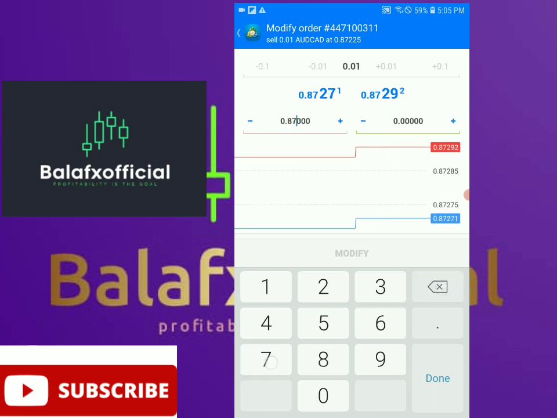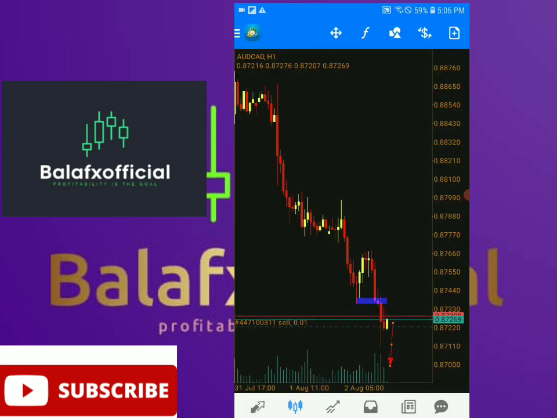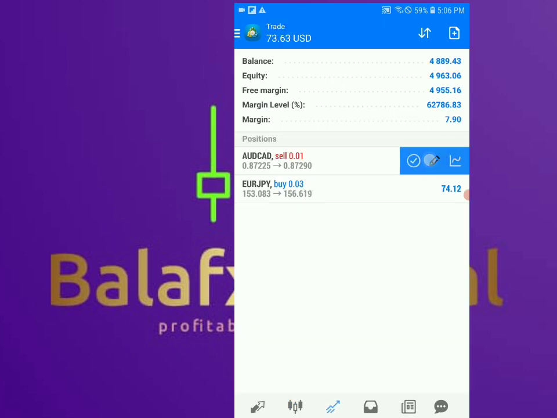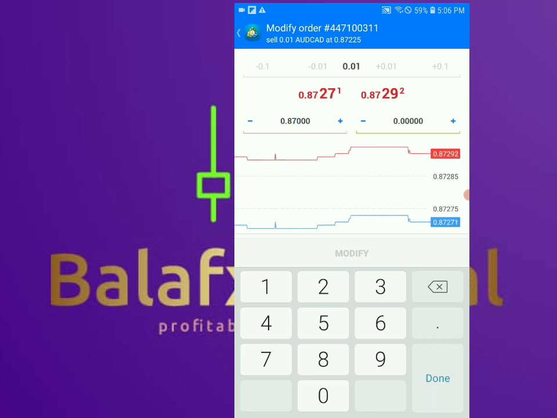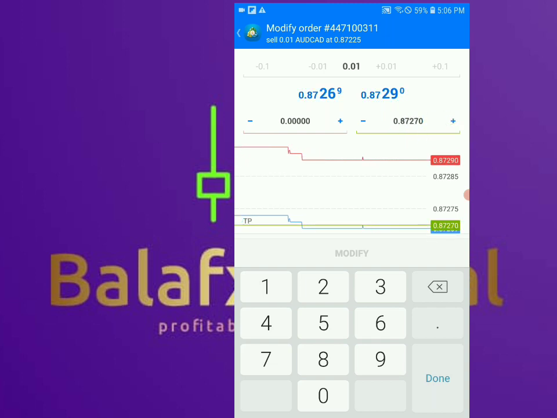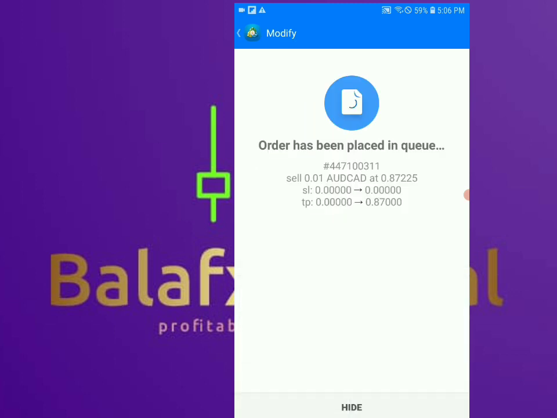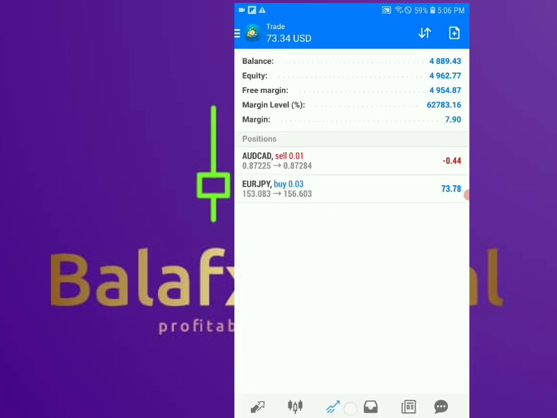Seven, no, 87002. What's happening? 8700. I made a mistake. It's here. Here is still for take profit. Here is for stop loss. I'm going on 8700. Then place order.